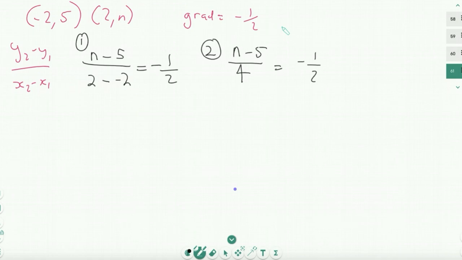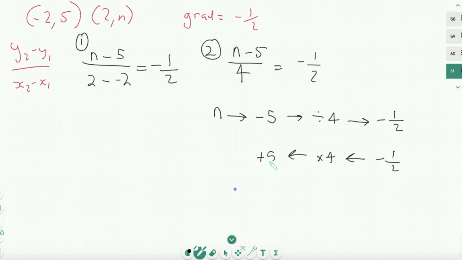Well, we can use our function machine. Why don't we use our function machine to solve this? So we start with n. It's being subtracted by 5. Then it's being divided by 4. And what's coming out is negative 1/2. So we have to go backwards. Negative 1/2. Opposite of dividing by 4 is timesing by 4. Opposite of subtracting 5 is adding 5. So negative 1/2 times 4.